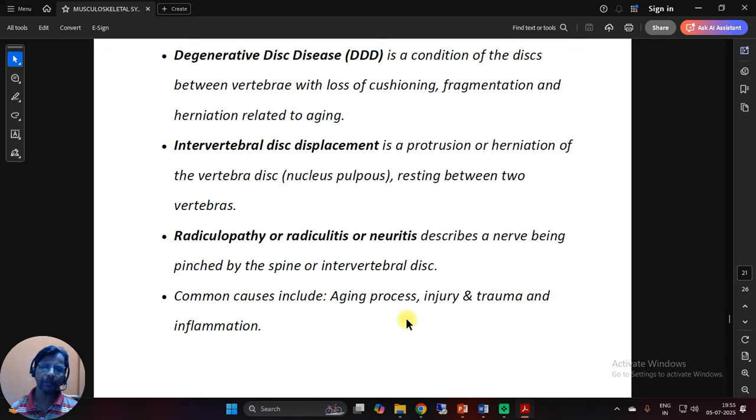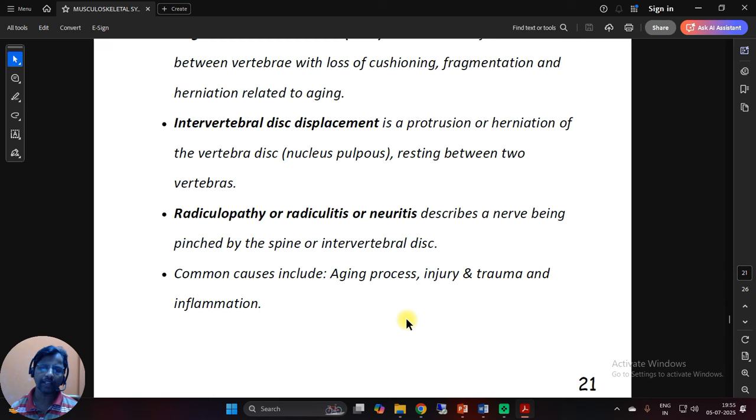Radiculopathy is basically related to nerve. Radiculopathy, radiculitis or neuritis are disorders related to nerve, where the nerve is being pinched by the spine or intervertebral disc. What are the common causes? Aging process, injury and trauma, and inflammation.